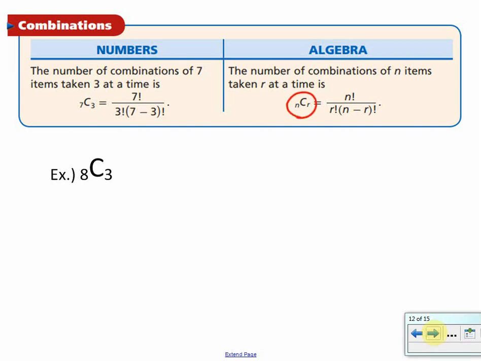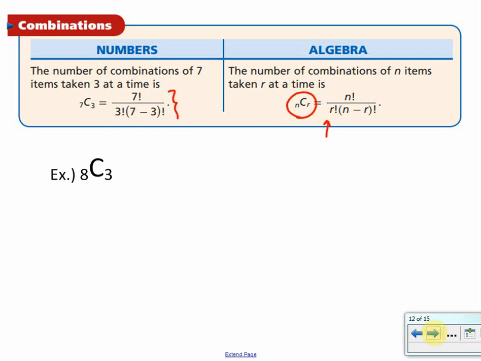You'll see here, instead of a P, now I have an N. And my formula is almost exactly the same, except in my denominator, I'm multiplying by this R factorial out here. So if I have the example of 7 items taken 3 at a time and it's a combination, this is how I would plug it in. Again, you can use your calculator.